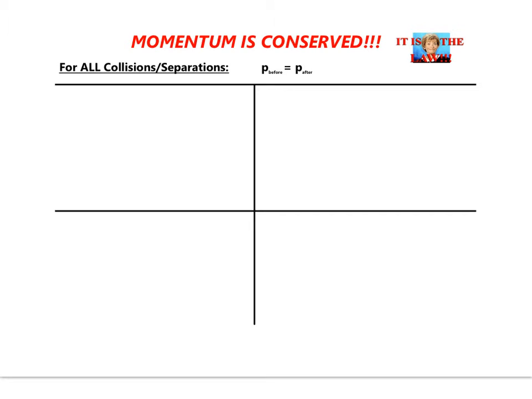So at the top of the screen right now is pretty much the entire gist of the chapter. The fact that momentum is conserved without an external force acting on a system, we can set the momentum before equal to the momentum after.